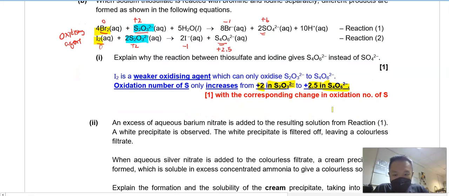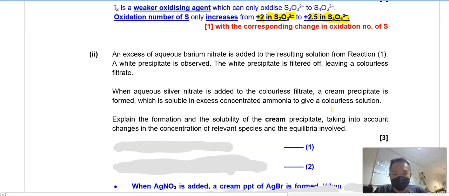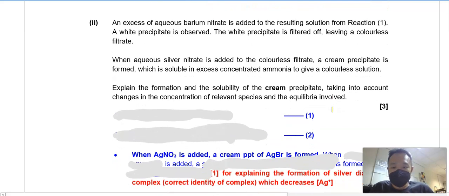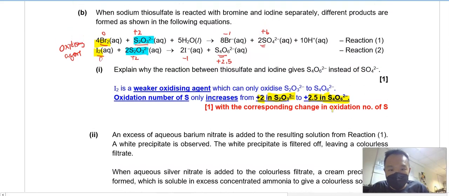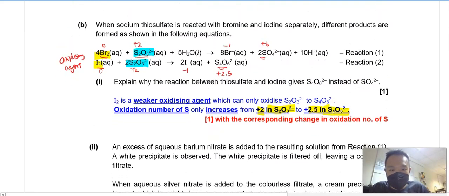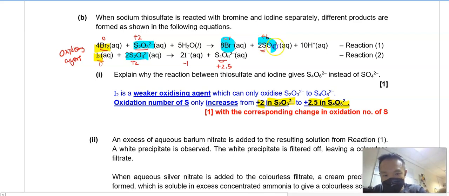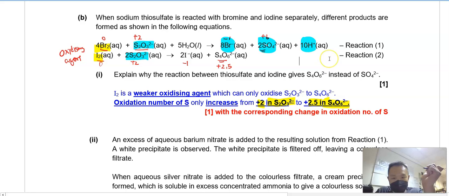Now in part 2, let's take a look at what's happened. Part 2, again, many of you, either due to lack of time or very poor reading skill, missed this. We have excess aqueous barium nitrate added to the resulting solution from reaction 1. So let's take a look at reaction 1. What's the resulting solution? In reaction 1, we have bromide, sulfate, and H+.